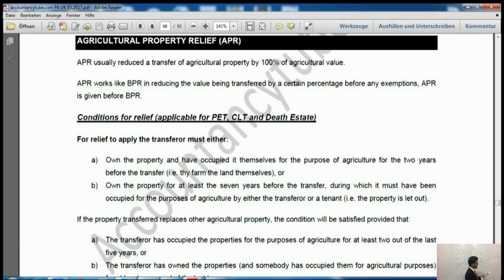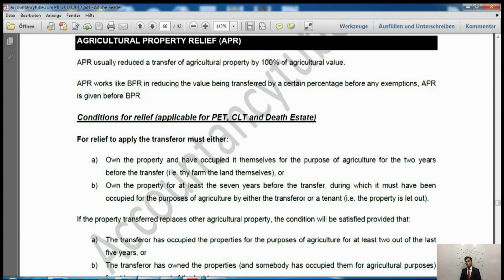Then it says conditions for relief. What are the conditions? Own the property and have occupied it themselves for the purpose of agriculture for the 2 years before the transfer. Now if the owner has owned the property and has used it for agricultural purposes, then you must have owned it for 2 years. Now if you have owned the property and someone else has used it for agricultural purposes, then it must have been occupied for the purposes of agriculture by either the transferor or a tenant. The condition in this case is at least 7 years before the transfer.